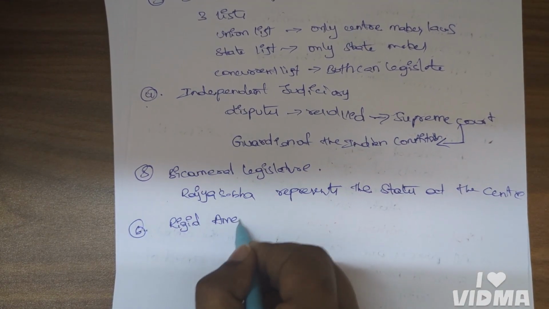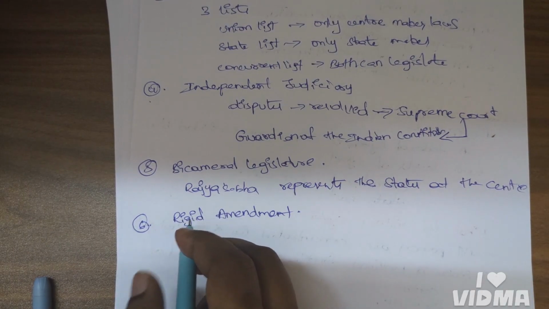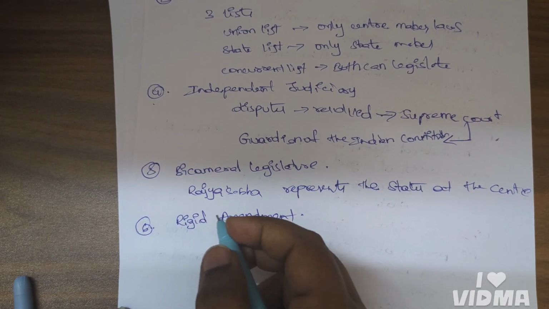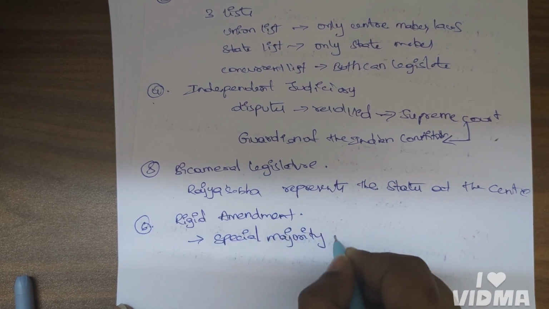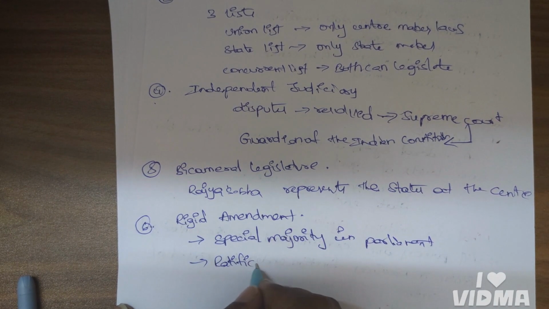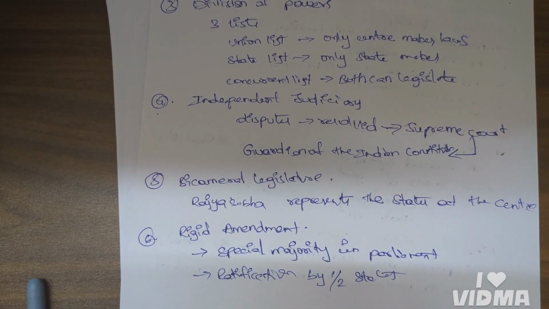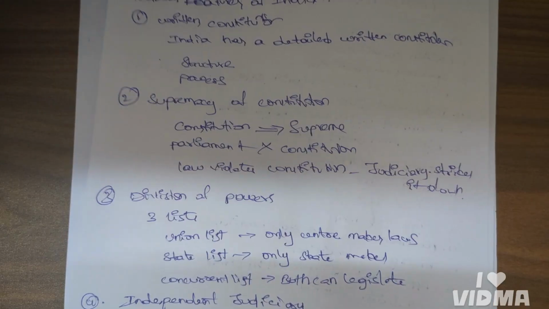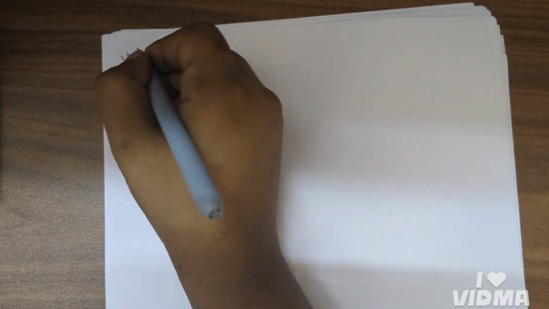Next, rigid amendment. Some constitutional amendments require a special majority in the parliament and ratification by half of the states. This protects the federal structure, so that people cannot make laws arbitrarily. Next, we will see unitary features of India one by one.